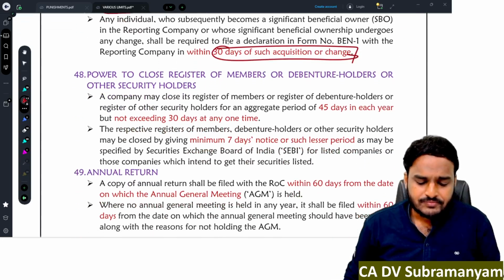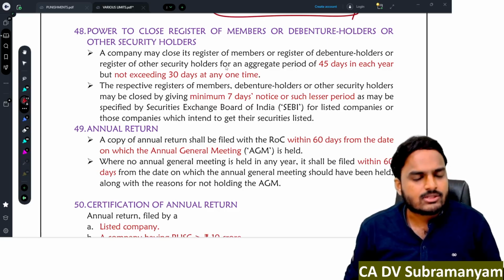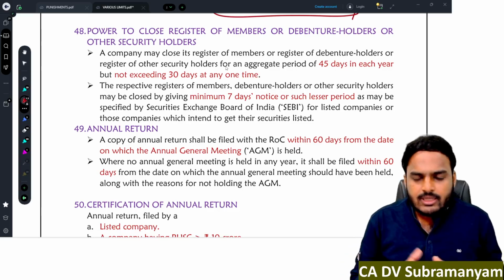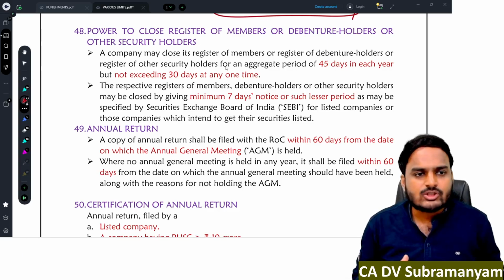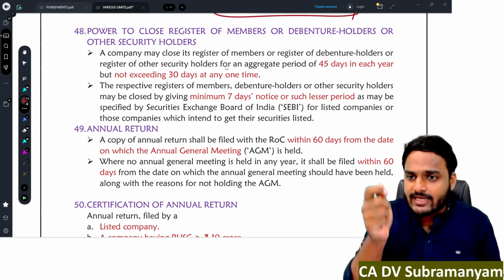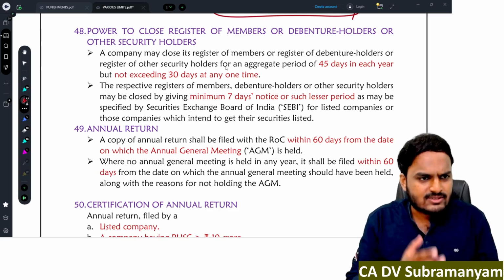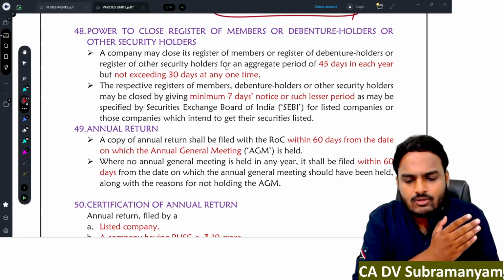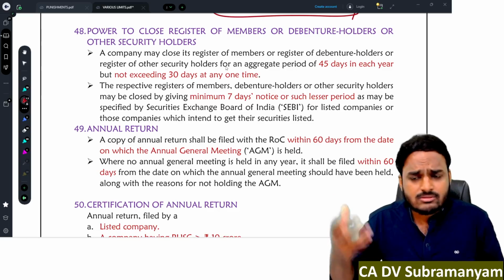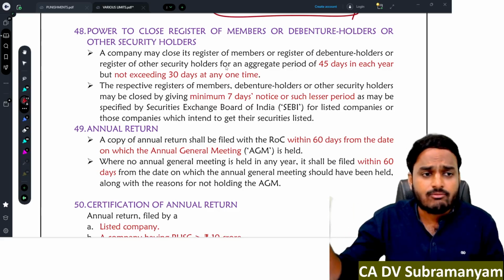Okay. Next one. Power to close the register of members, register of debenture holders, register of other security holders. Whenever a company declares a dividend or decides to issue further shares or bonus shares, first it will identify the eligible persons. In a company, members keep on changing by transferring shares. Today I may be the member. Tomorrow I may not be the member because today night I will transfer my shares to my neighbor. So tomorrow I am not the member, my neighbor will be the member.